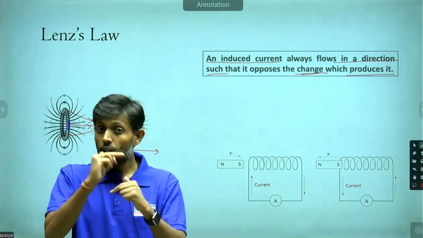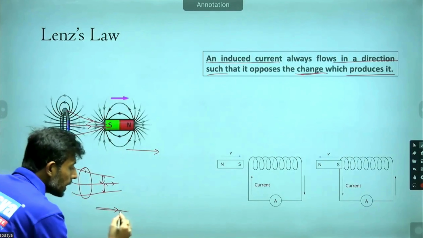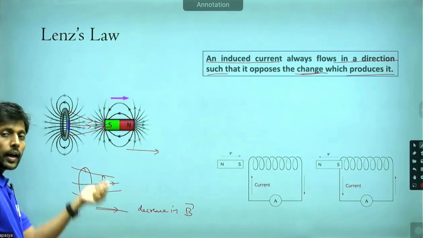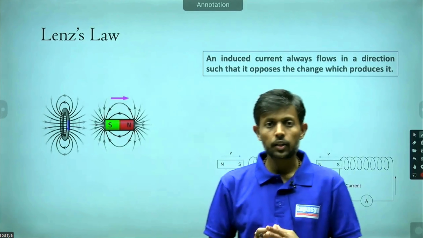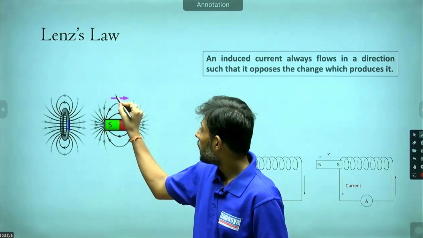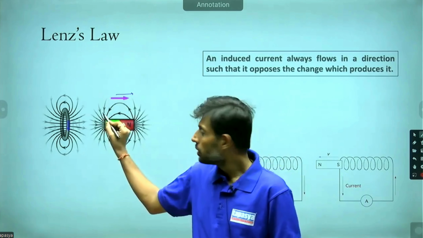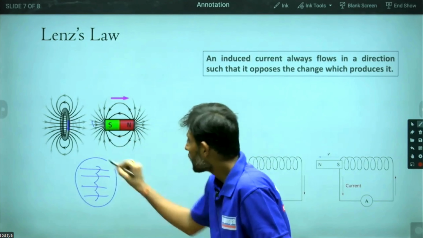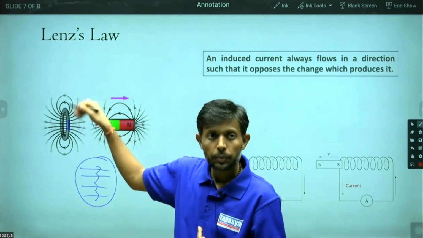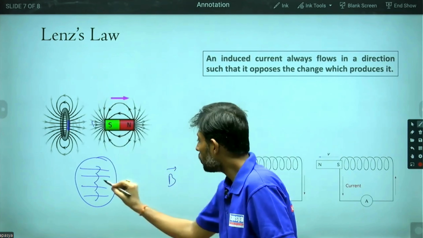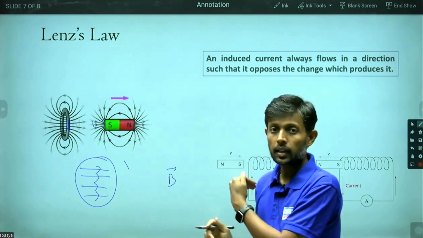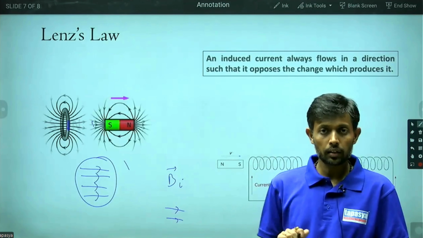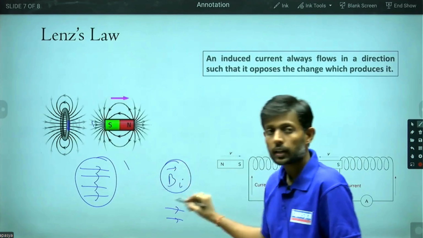Lenz's law says that now the induced current would be in such a direction so that it opposes this decrease in magnetic field. This is the reason why there is an induced current in this coil. So once again, let's recap how to find the direction of induced current. Because of the movement of this magnet away from this circular conductor, the magnetic field across this conductor in this direction keeps on decreasing. So the induced magnetic field will try to oppose this change. What was the change? A decrease in magnetic flux. So this induced magnetic field would be such that it tries to increase the magnetic field. So we know that the induced magnetic field is going to be in this direction.